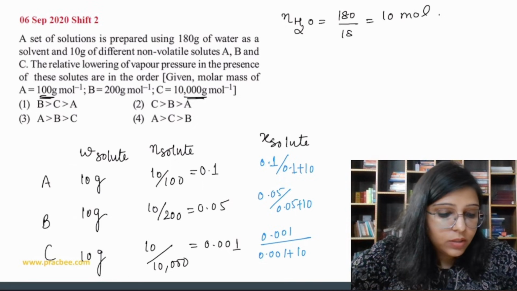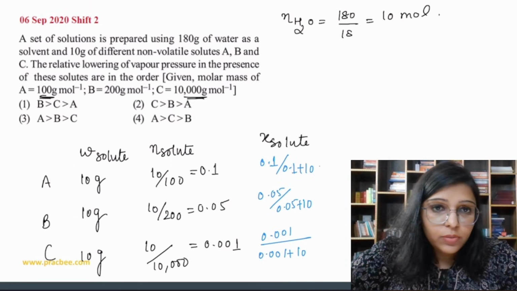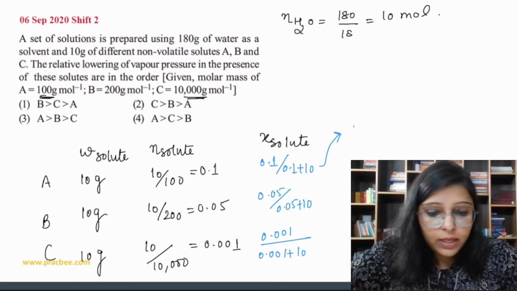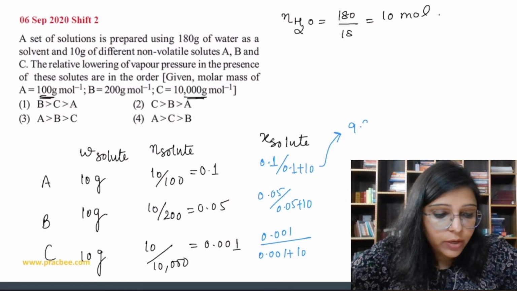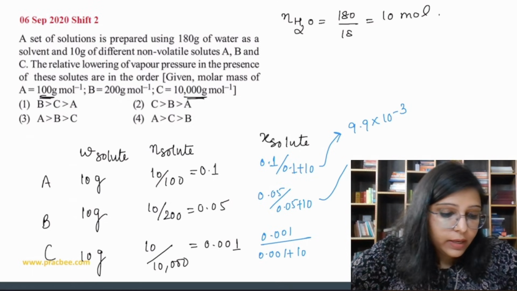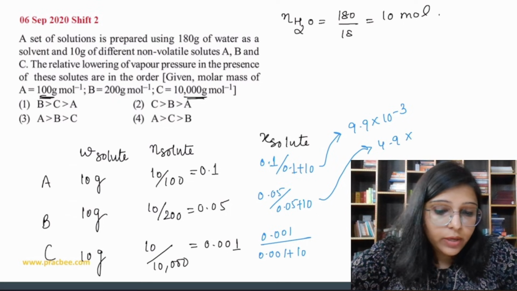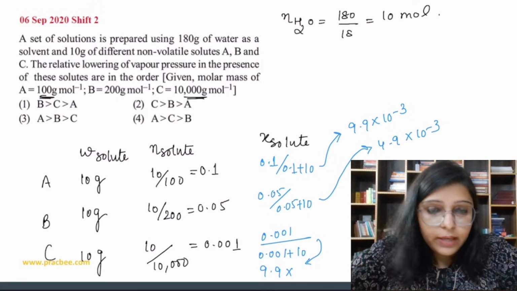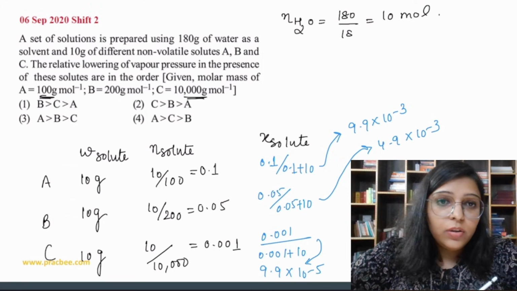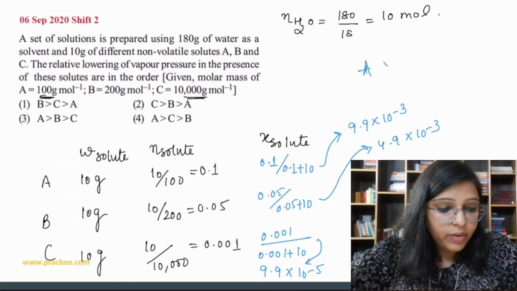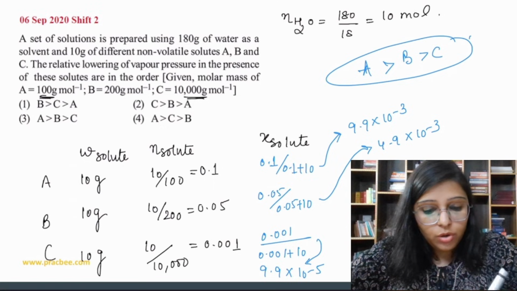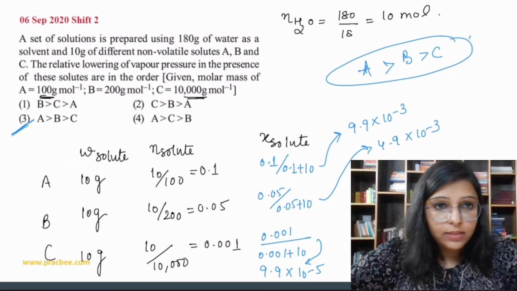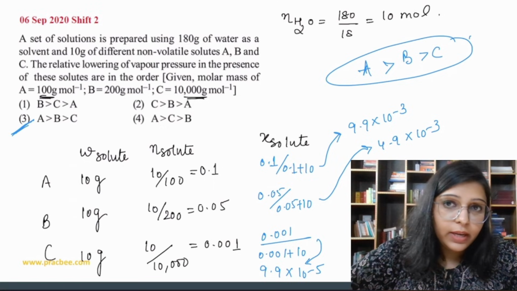So when we solve this, the mole fraction of A is going to be 9.9 into 10 to the power minus 3. It is going to be 4.9 into 10 to the power minus 3, and this value is 9.9 into 10 to the power minus 5. So which one has more mole fraction? Obviously A has more mole fraction, then B, and then C. So option 3 is the correct answer.